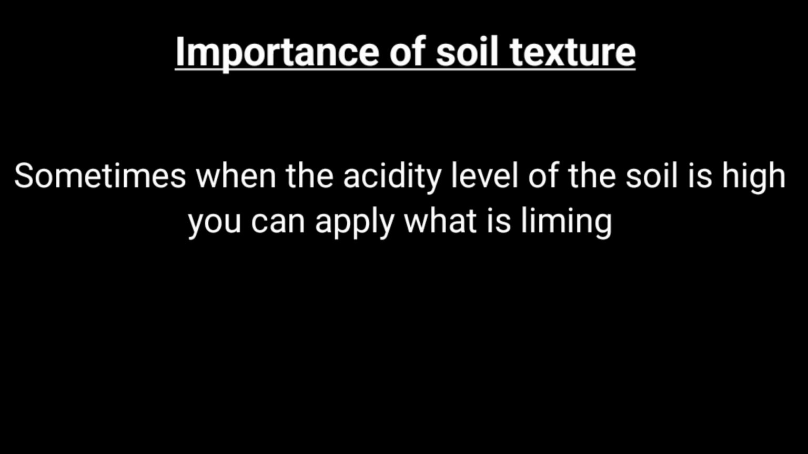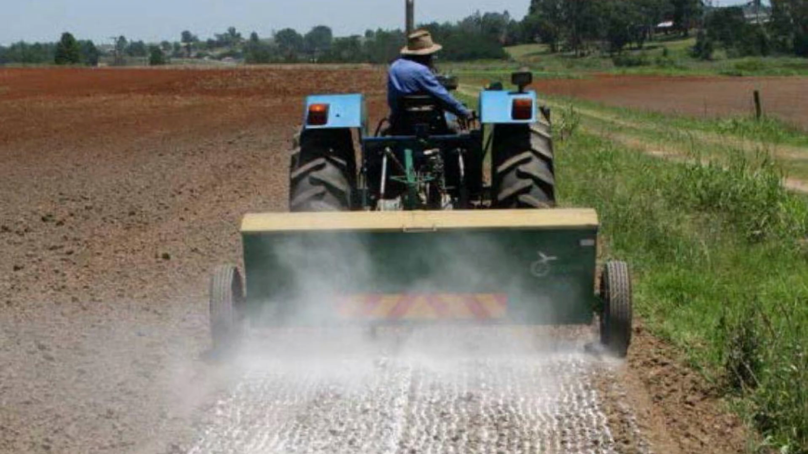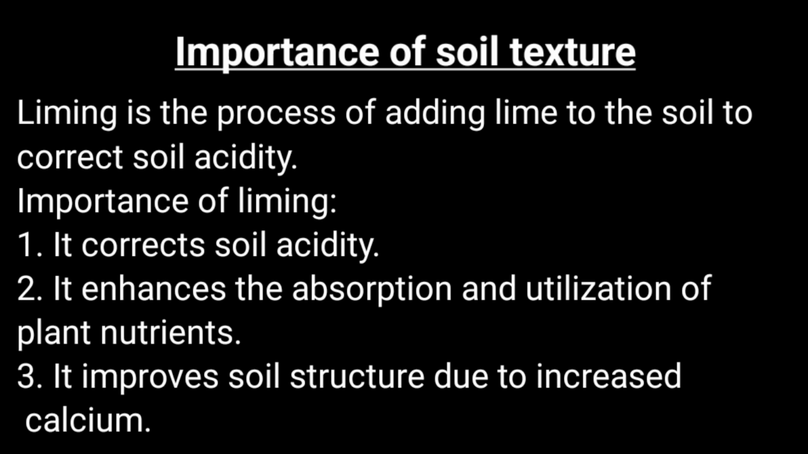All right, sometimes if the acidity level of the soil is high, we can apply what we call liming. So let us look at liming. Liming is the process of adding lime to the soil to correct the soil acidity. Now let us look at importance of liming.